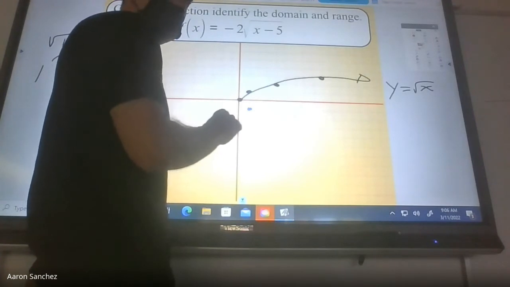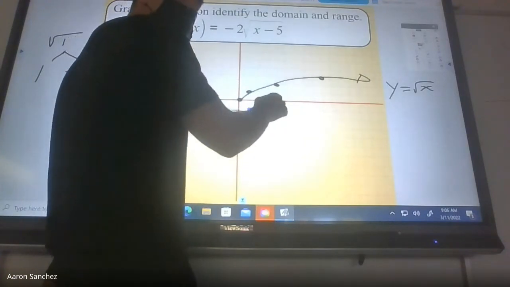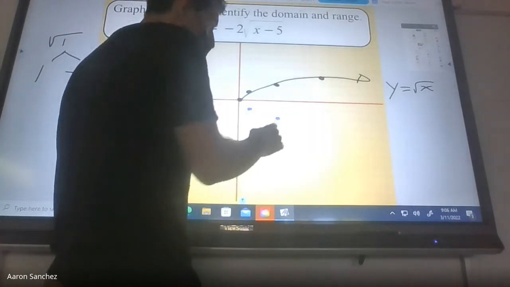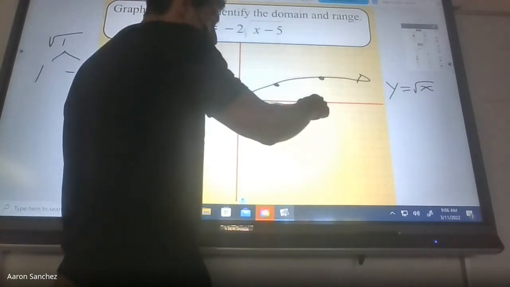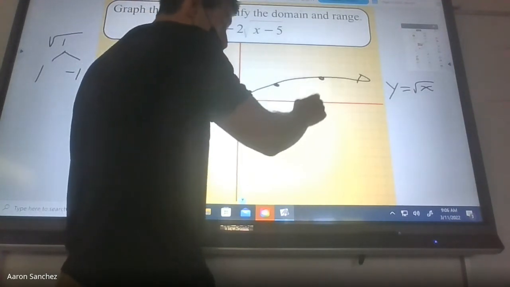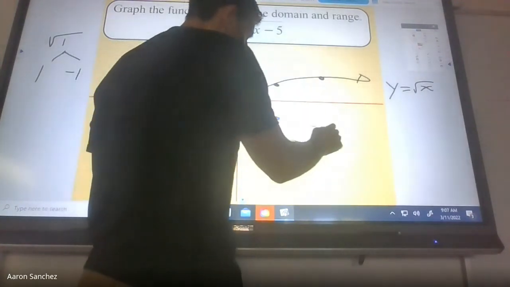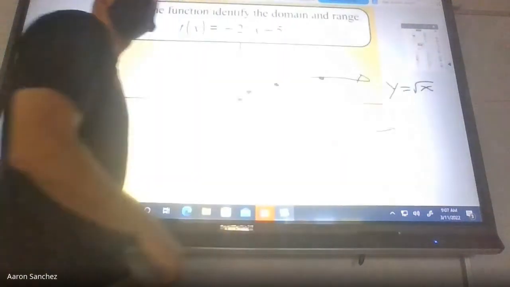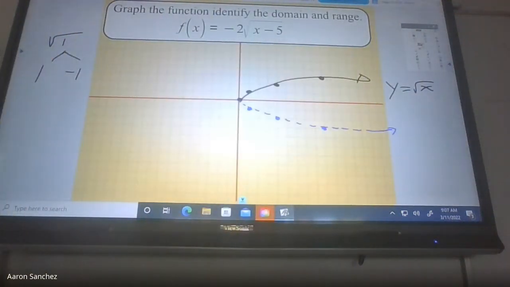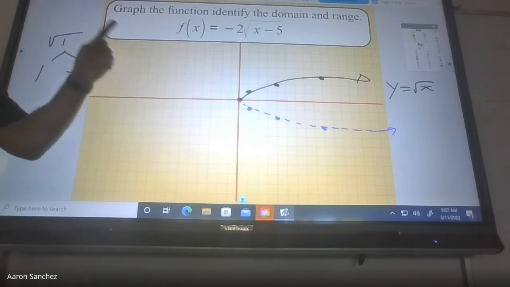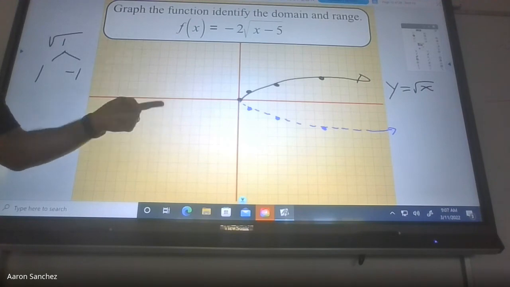You guys with me? Square root of 1, 2, what's square root of 4? And? Square root of 9? 3, and? Shouldn't it look like that? I'm dotting it because we didn't graph that part. You know what I mean? If we were being very technical and literal, this is what it would look like.